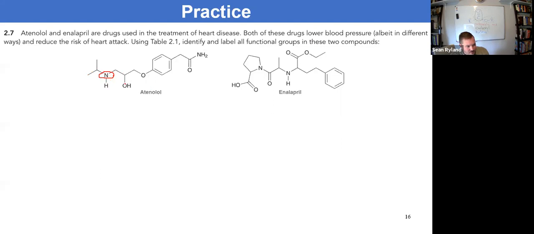If we keep going left to right, we've got a hydroxyl here, an OH group. That OH group is attached to an sp3 carbon, which makes it an alcohol. If it was an OH group attached to an sp2 carbon, we would have to look at what else there was to determine what it is. But in this case, if it's an sp3 carbon and you see an OH, it's an alcohol.